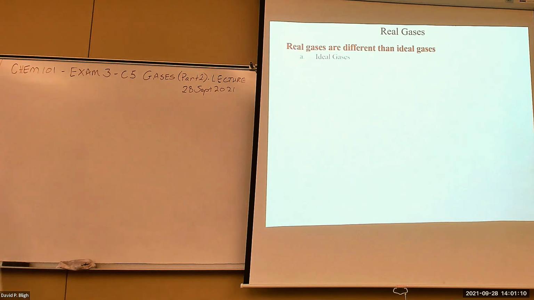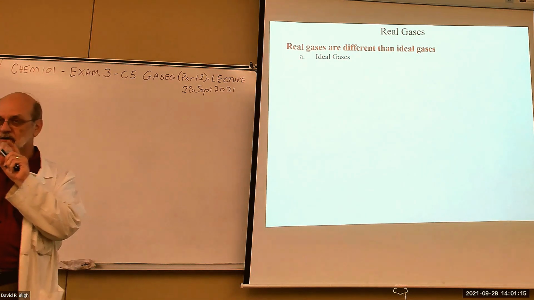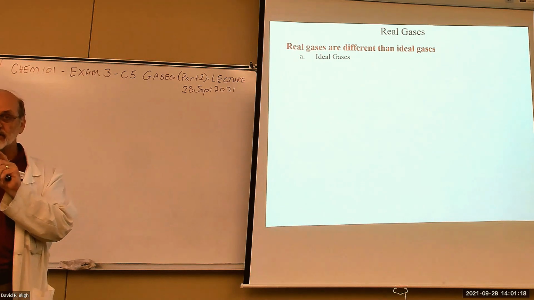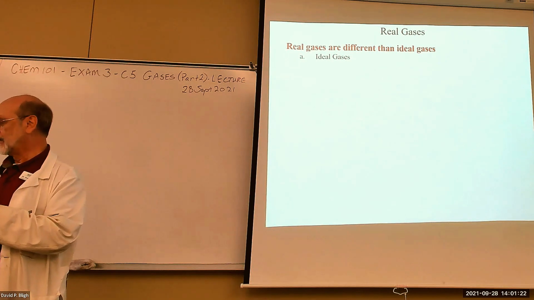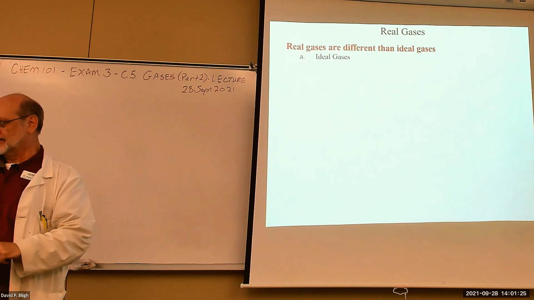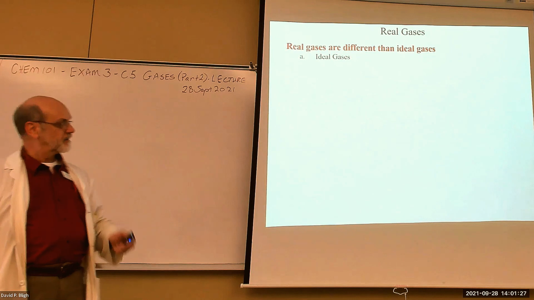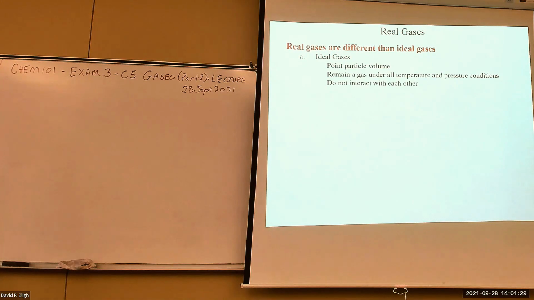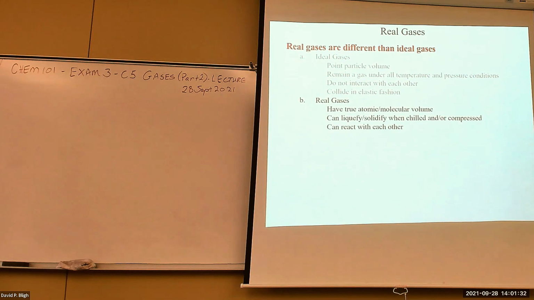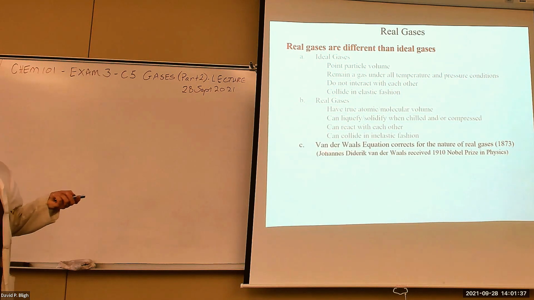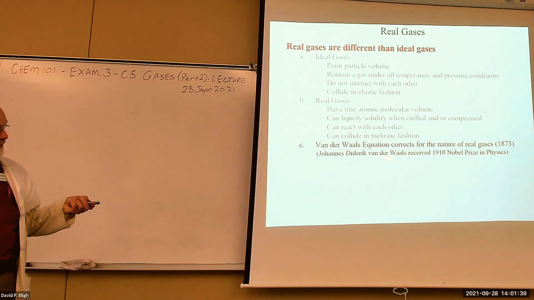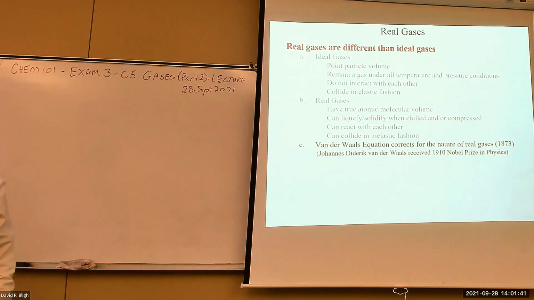Oh, sorry, one more item. We can use the ideal gas equation to characterize and solve the equation for real gases. But you need correction factors. And those correction factors were proposed. This is old information. They were proposed by this man, Johann Dieterich van der Waals. He got the Nobel Prize for it, his studies of gases.